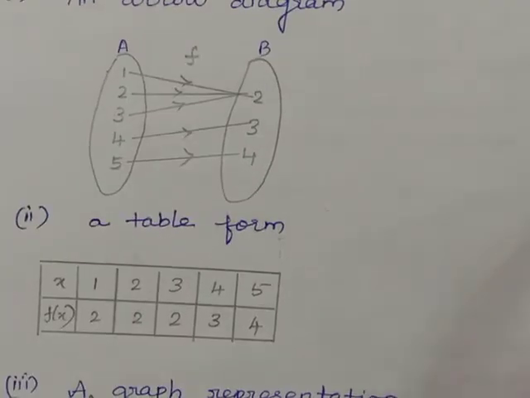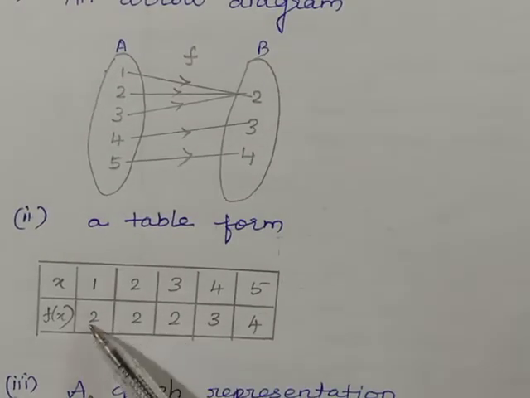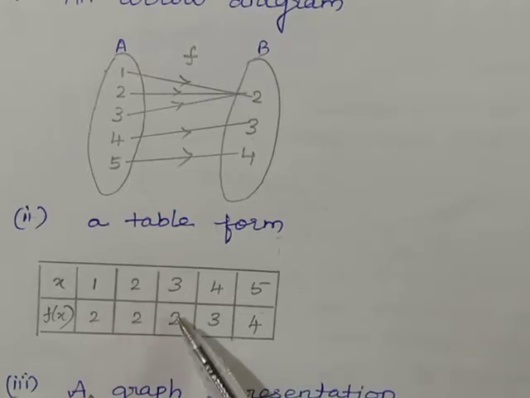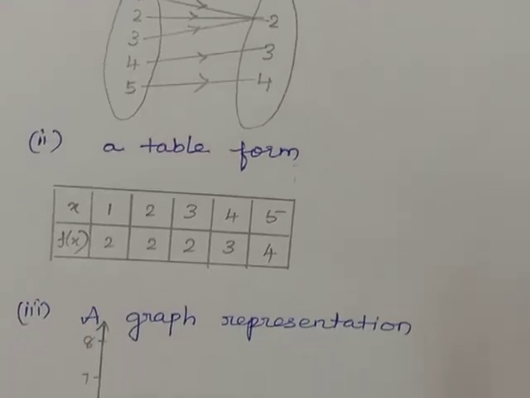Next we'll write the table form. For 1 the answer is 2. For the x value, the f of x value is 2. For 2 it is 2, for 3 it is 2, for 4 it is 3 and for 5 it is 4. So this is the table form.